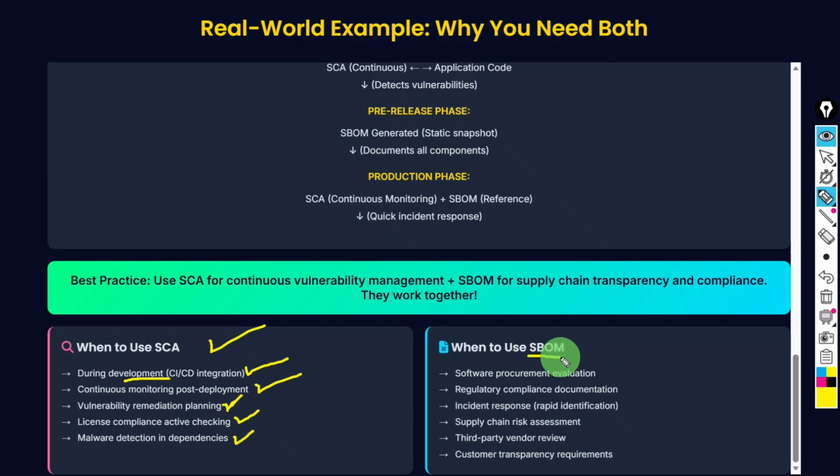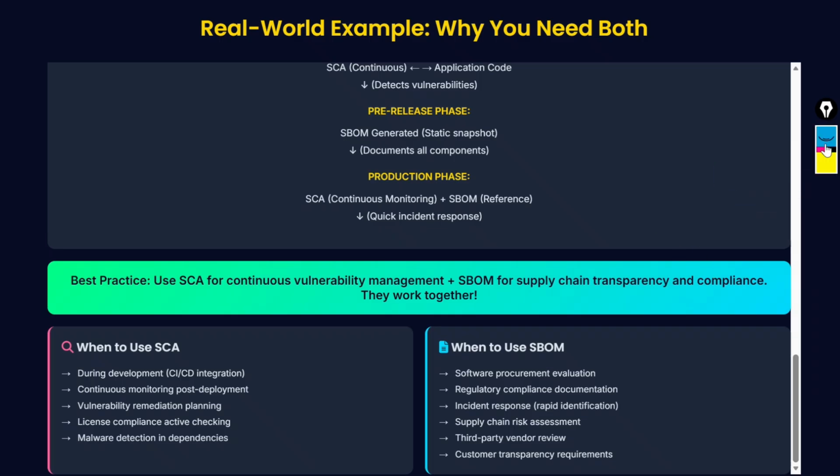And coming to SBOM, when to use SBOM: software procurement evaluation. It helps with regulatory compliance, as we can provide that document, and it helps with quicker incident response, rapid identification, and supply chain risk assessment, achieved by using the SBOM inventory. And if any third-party vendor review needs to be done for that supply chain, then we can provide the SBOM inventory. And there will be customer transparency requirements. So these are the things that will be achieved with the help of SCA and SBOM by combining the two.